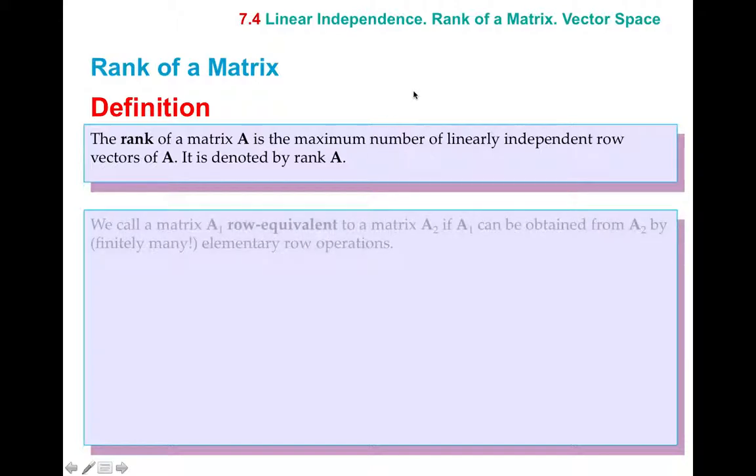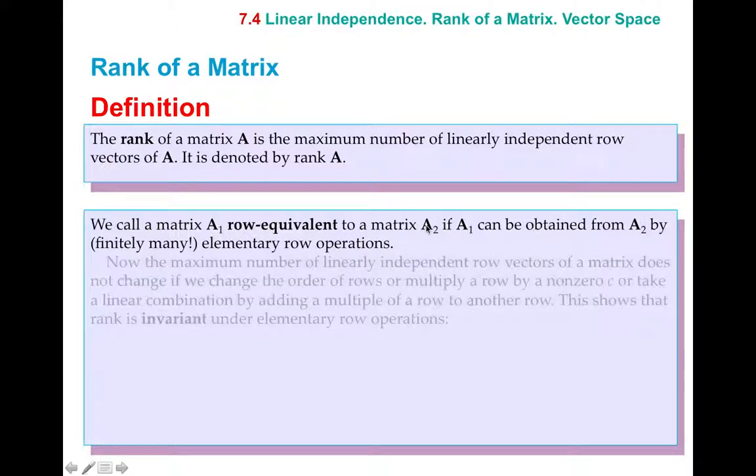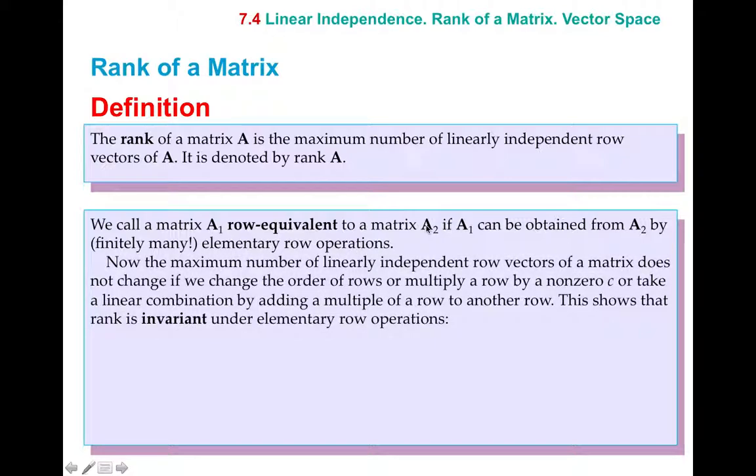So how does rank of a matrix and linear independence relate? Remember, the rank of a matrix A is the maximum number of linearly independent row vectors of A, and that's denoted by rank A. We call a matrix A1 row equivalent to a matrix A2 if A1 can be obtained from A2 by some finite number of row operations. And the maximum number of linearly independent row vectors of a matrix does not change.